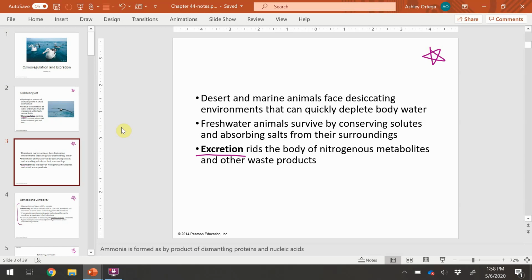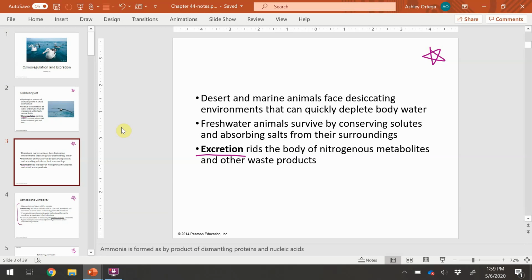Excretion is going to rid the body of nitrogenous metabolites or waste products. As animals and humans take in nutrients such as nucleic acids and proteins and break those down, nitrogen in the form of ammonia, or NH3, is going to be formed as a byproduct of dismantling or breaking apart large proteins and nucleic acids to rebuild for other nutrient, protein, and enzyme needs.